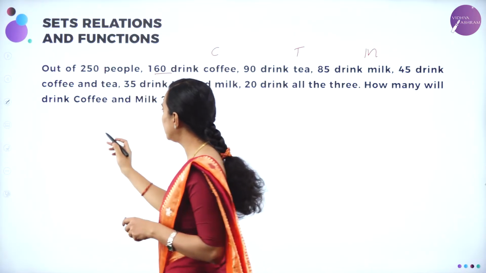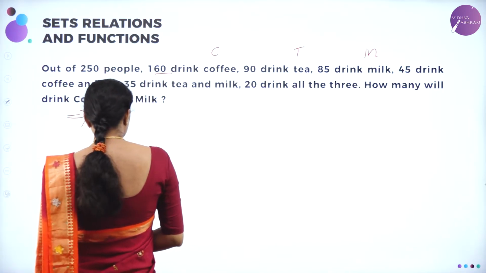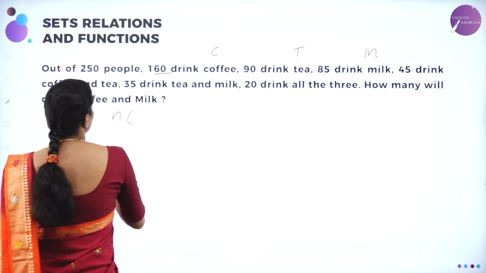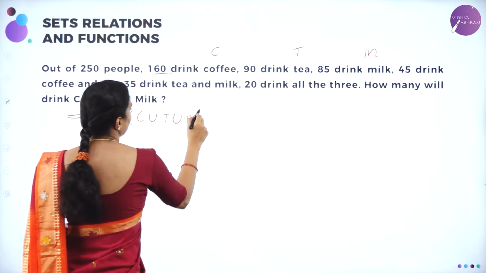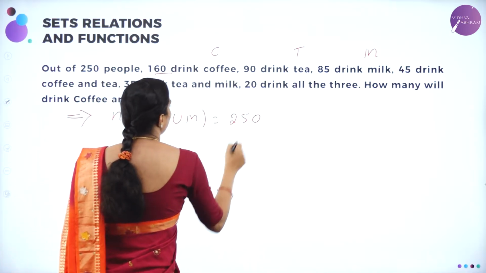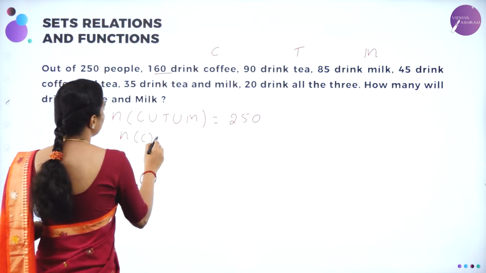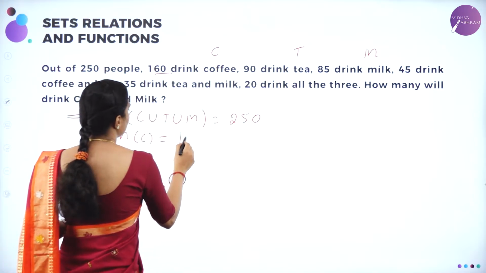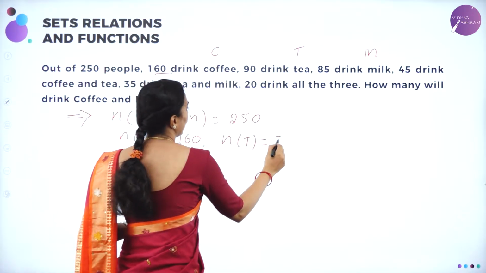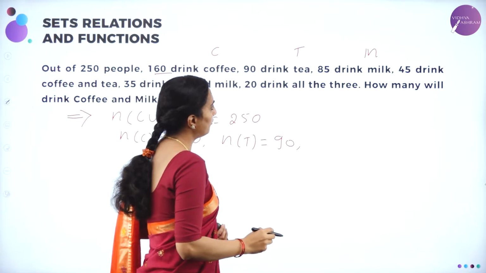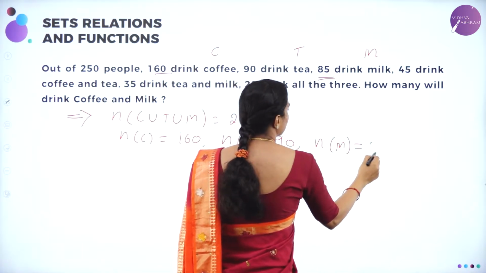Okay, so let me write the given. Given will be like this. Out of 250 people, that means N of C union T union M, they have given as 250 people who drink. How many will drink coffee? That is N of C. Number of people who drink coffee is 160. Similarly, number of people who drink tea is 90. And number of people who drink milk is 85.